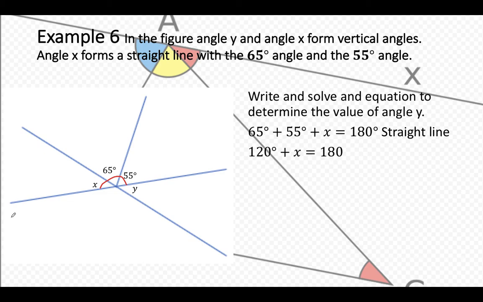65 plus 55 is 120. 120 plus x is 180, so x is 60. That's the first part they want me to do here. I wrote my equation down, this right here. The second thing I want to do is find out what the value of y is. They tell us that right here. They're vertical angles. So x is equal to y, so y is equal to 60 degrees.